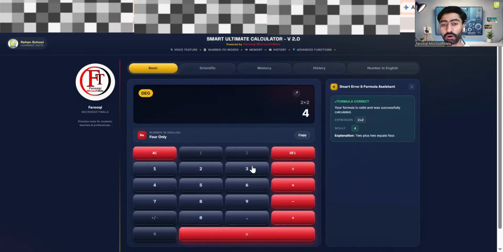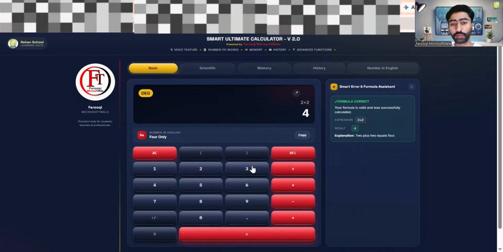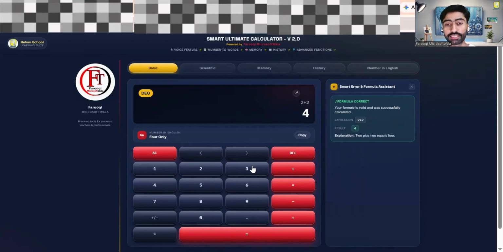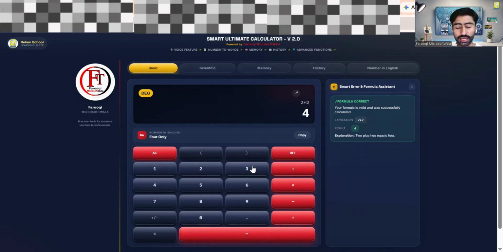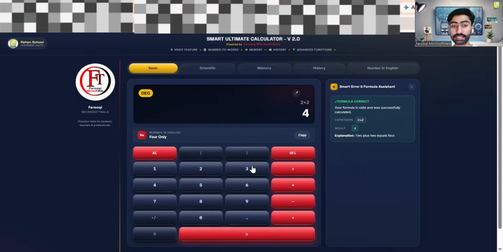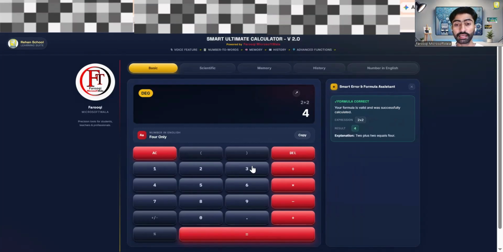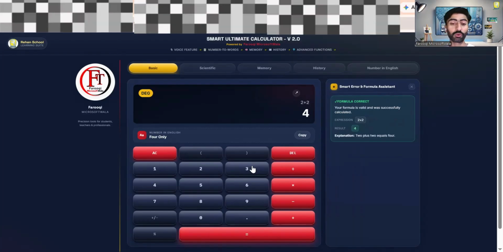You can see that the smart error and formula assistant pops up at the right side of the window and says the formula is correct, your formula is valid and was successfully calculated. That's the unique feature of this Smart Ultimate Calculator, that it indicates not only the correctness of your formula but also indicates if your formula is incorrect.